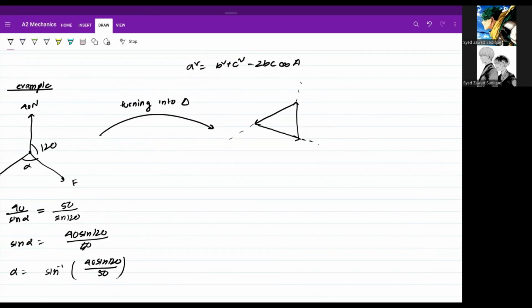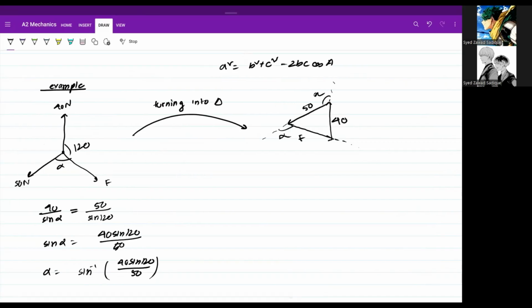All right, let's say this is 50, this is F, this is 40. This is going to be X. Between F and 50, we have alpha, and between 40 and F, we have 120.